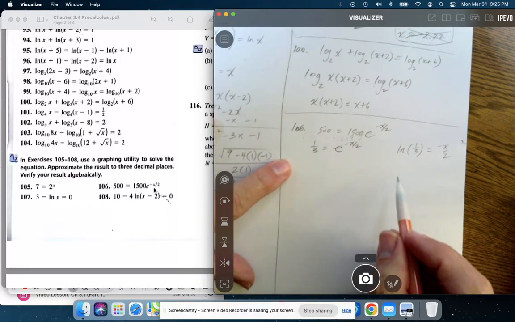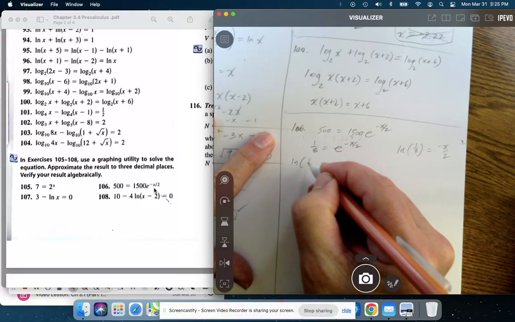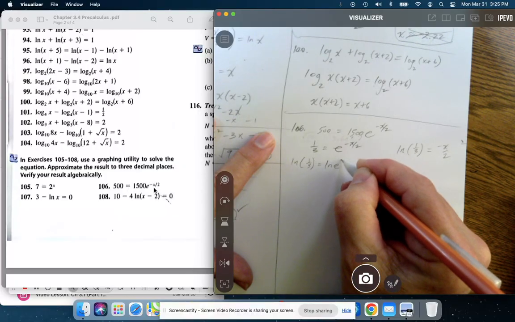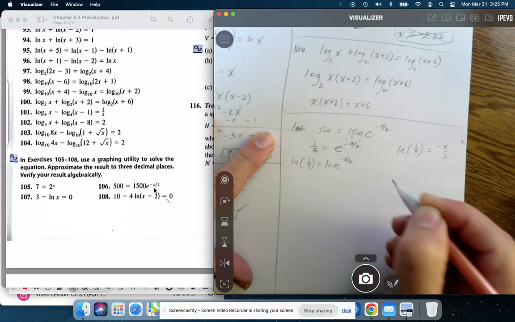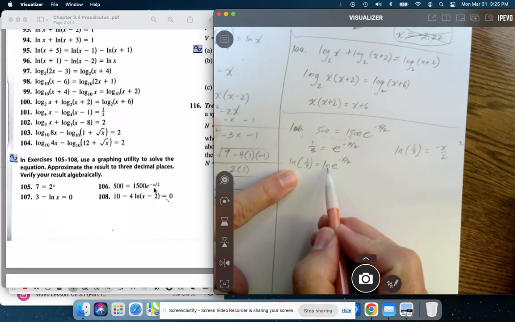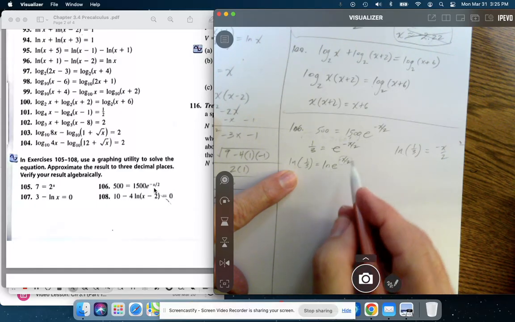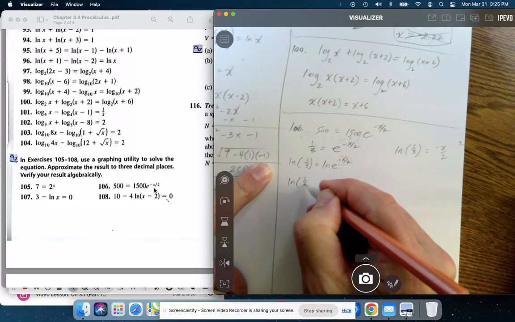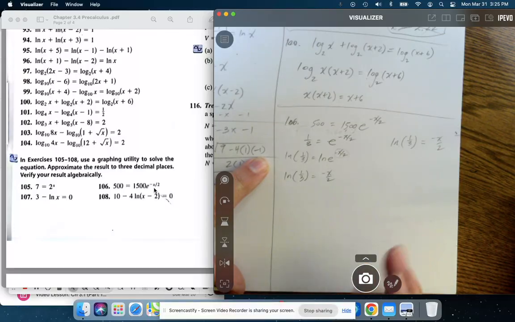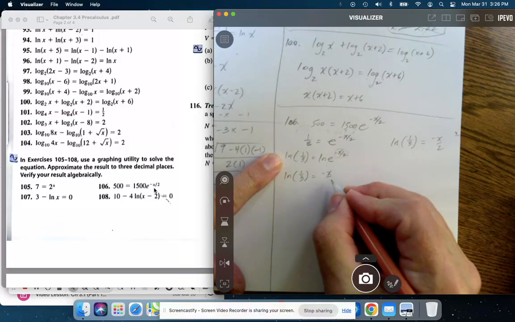Okay, now what if you can't remember that? Well, then you can just take the natural log of both sides. So natural log of 1/3 equals natural log of e raised to the negative x over 2. And if you remember, whenever that's base e, so log base e of that, then the answer is just the exponent. So you get natural log of 1/3 equals negative x over 2. All right, so there's a method to this madness that we memorized earlier.